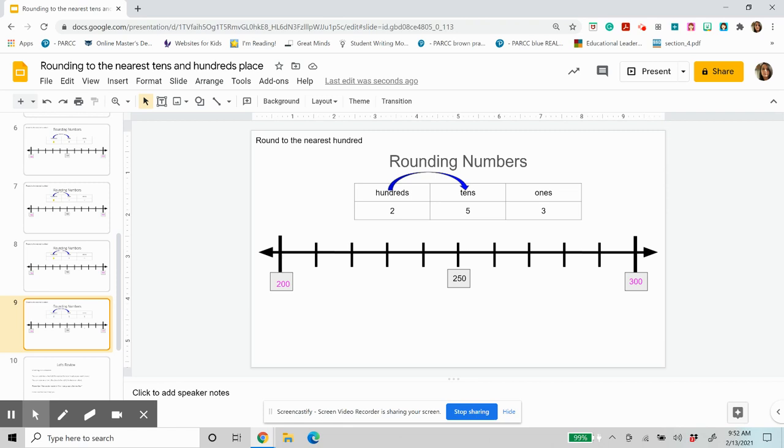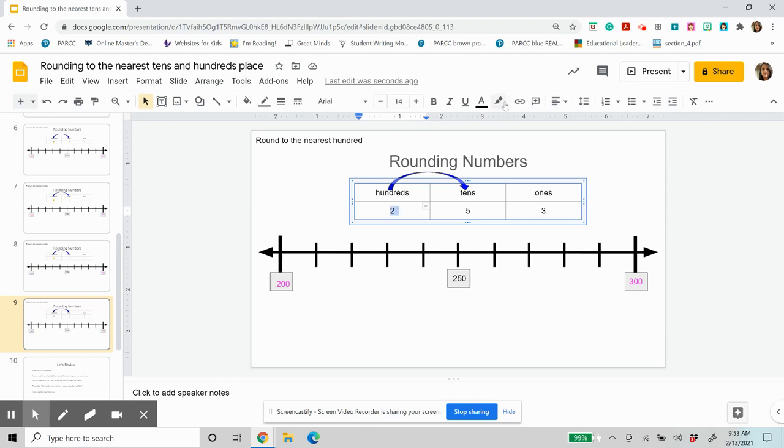All right, let's look here. Rounding to the nearest 100. Okay, so 253. We're rounding to the nearest 100, so I'm going to highlight my hundreds right away. And I'm going to decide, what are my choices here? What numbers am I going to put on the number line? Well, I'm starting with 200, so 200 has to go on my number line. What's the next 100 up? Oh, it's 300. So these are my two choices.